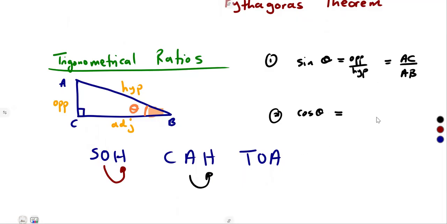Adjacent over the hypotenuse. Adjacent, which is the side BC or CB. Let's just have our formula first: adjacent over the hypotenuse. So our adjacent is the side BC, and our hypotenuse is AB.